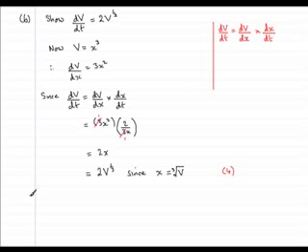Okay, so now we move on to part C. Now in part C, we're given that v equals 8 when t equals 0. So given v equals 8 when t equals 0, we're asked to solve the differential equation that we found in part B, that's this differential equation up here, and find the value of t when v is equal to 16 root 2. So we've got to find the value of t when v equals 16 root 2.